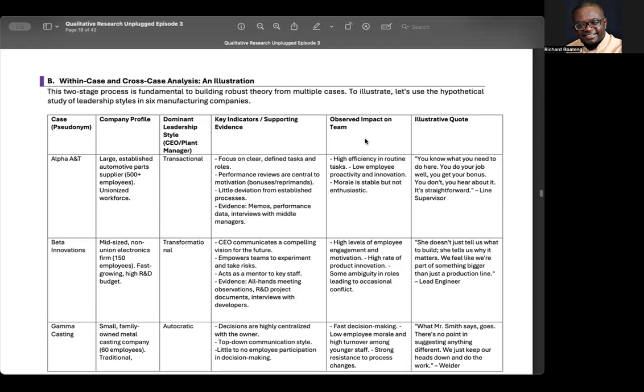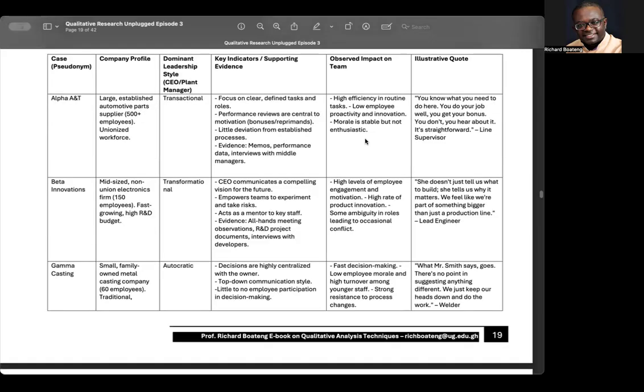Can you illustrate with the example, say, Beta Innovations? Sure. For Beta Innovations, you'd focus only on Beta. You'd synthesize all the data: interviews with their CEO and developers, notes from observing their meetings, R&D documents, etc. Then you'd write a rich, descriptive story about Beta.